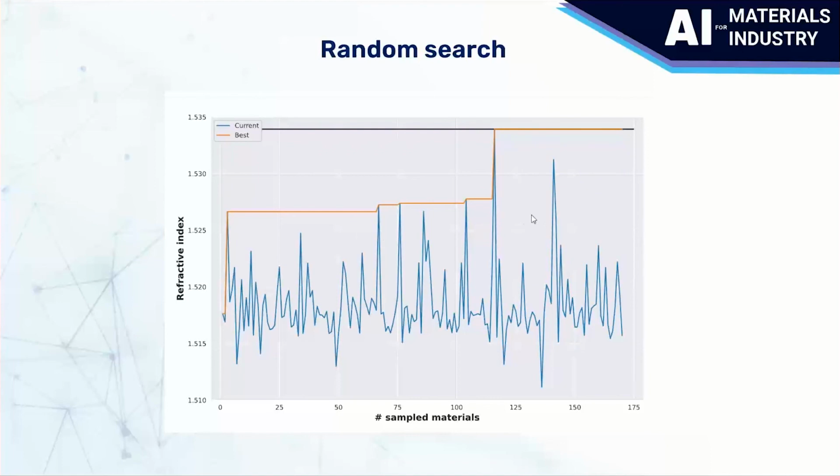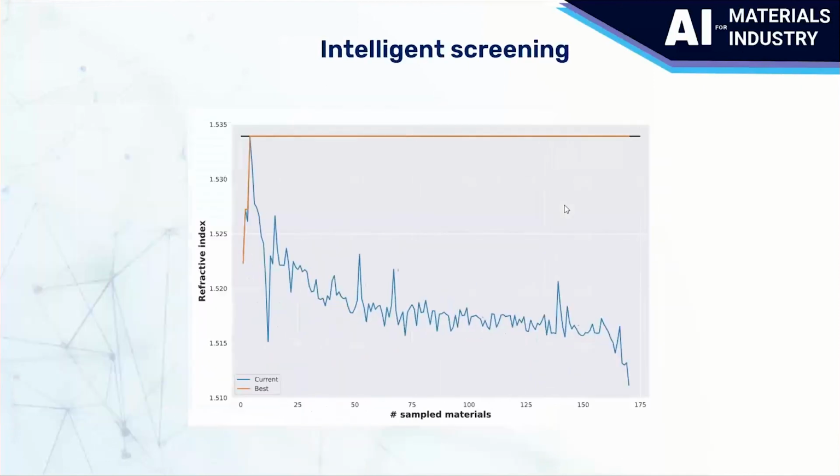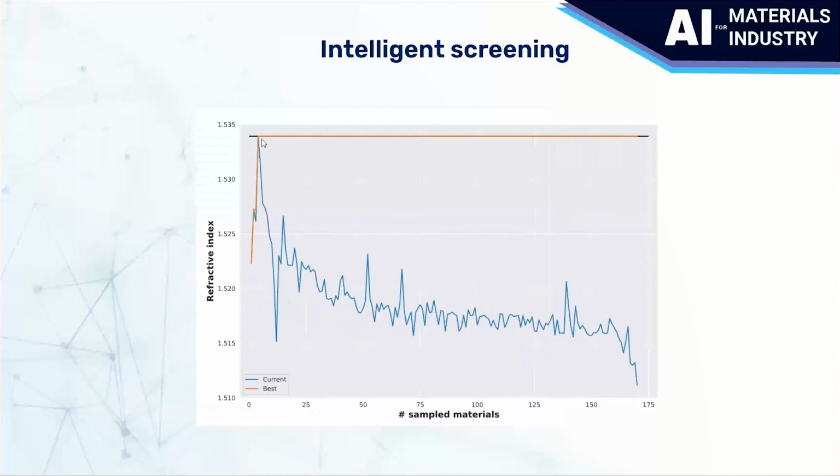Now, this is, of course, sheer luck. We could have found it on the first sample, or we could have found it on the last sample. Now, if we use this active learning, we see that we actually find it immediately. Okay, that's because this problem was kind of easy and the data set a bit biased. But what's important is that you see that all the samples are kind of ordered, so the average refractive index, as we look at more materials, goes down.